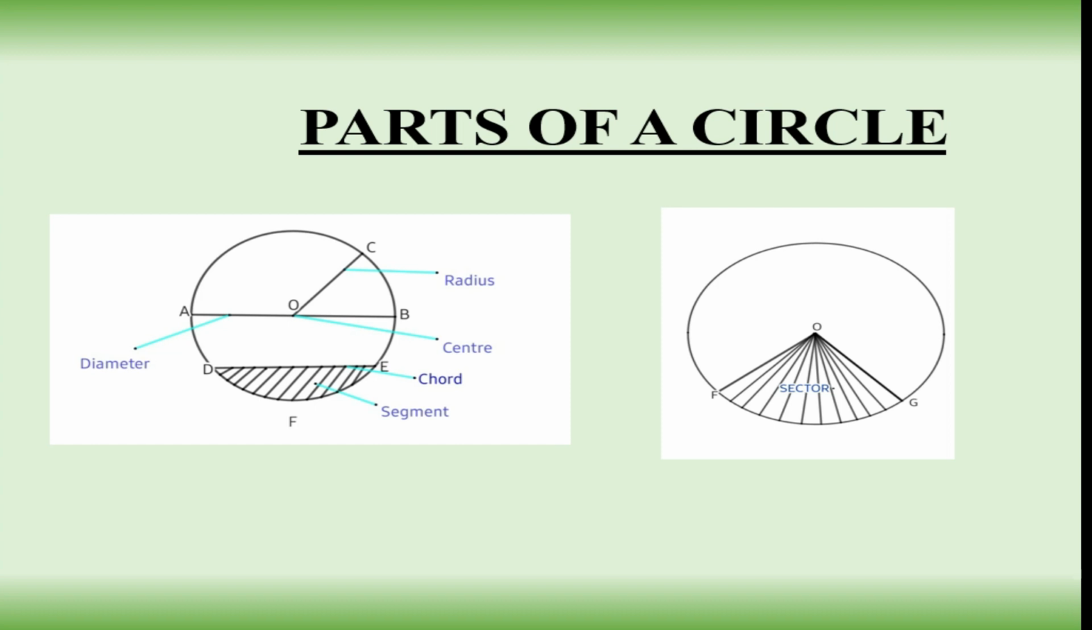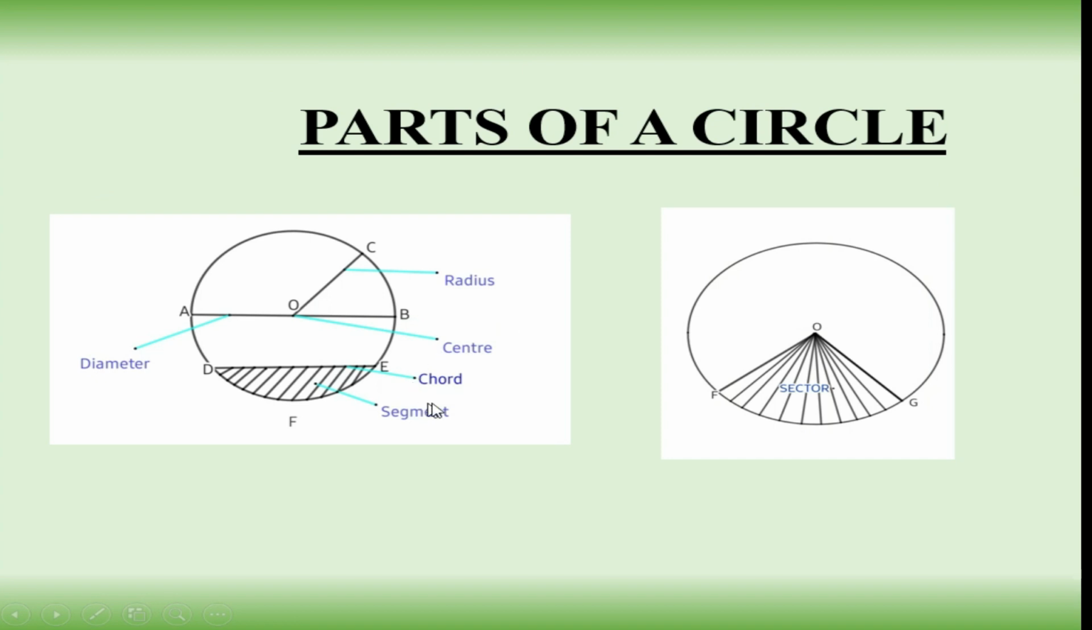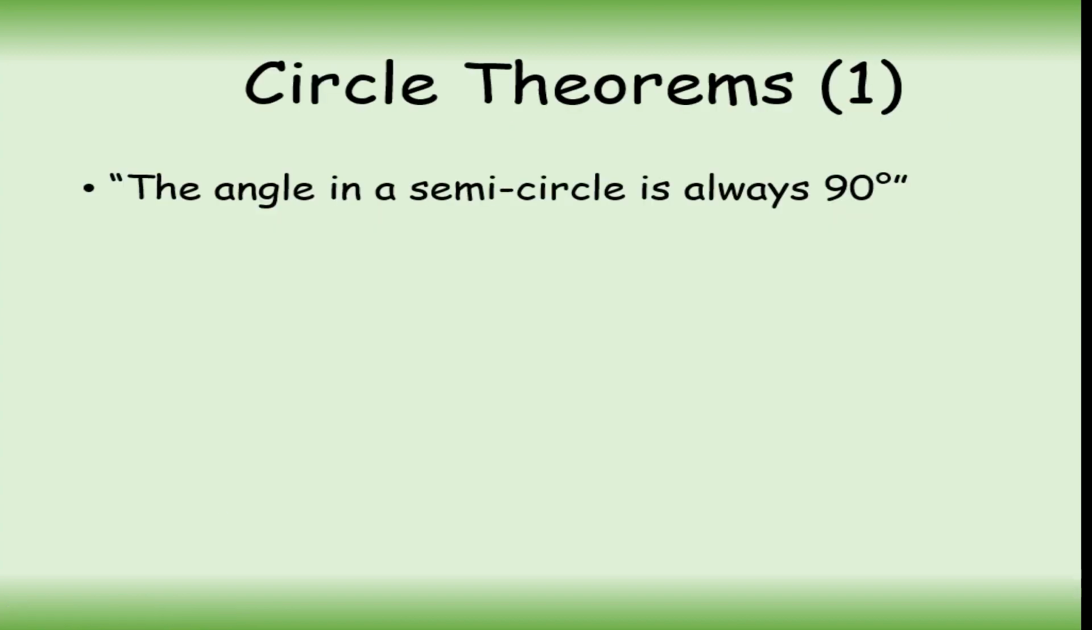We have the radius, which is half the diameter, and then we have the diameter, which is the line AB over here. OA is the radius. Then O is the center, and then we have DE, which is a chord, and a segment is the part shaded. You can also have a sector, which is in the second diagram. FOG is a sector.